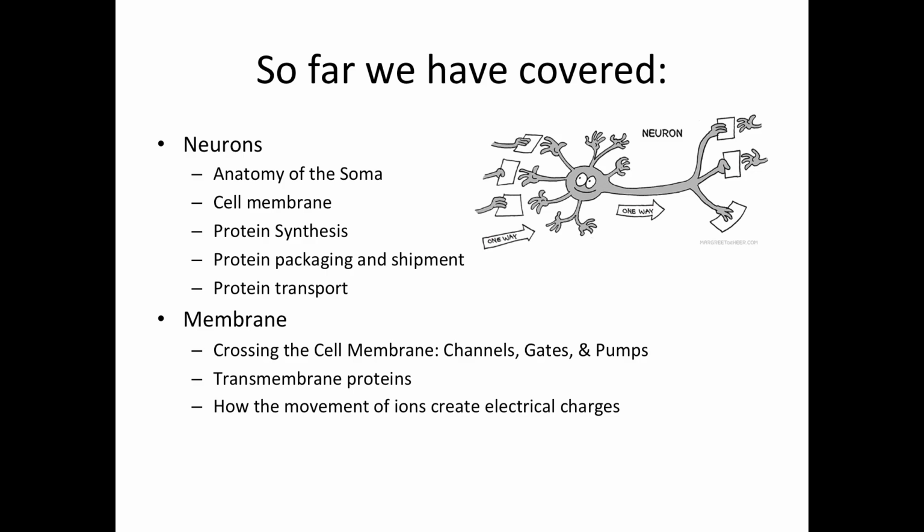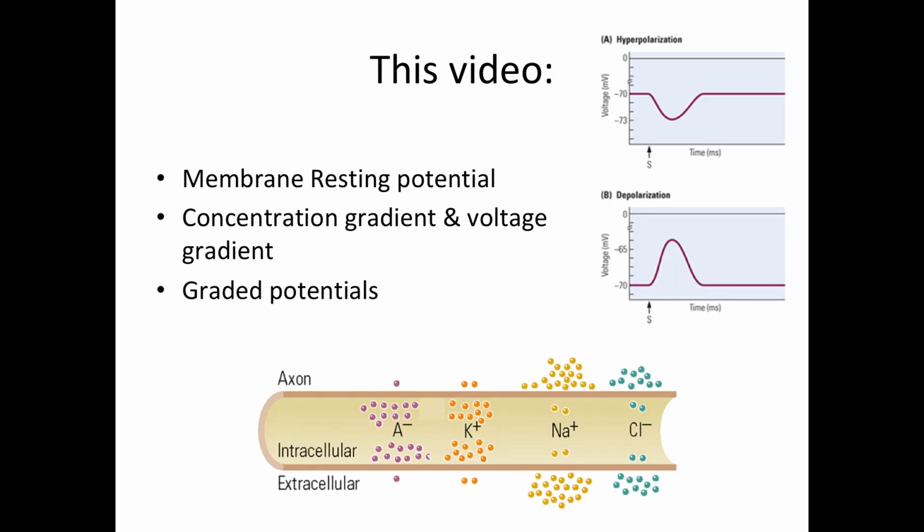So if this was confusing to you, please go back to the previous video and rewatch it. You will definitely need to understand that video before we dive into this a little bit deeper. Today, we will talk about the membrane resting potential. And then we will talk about the concentration gradient and voltage gradient within our membrane, and also graded potentials. So here you can see an example of an axon with all these little ions in and outside of the cell. And here we have two examples of graded potentials.